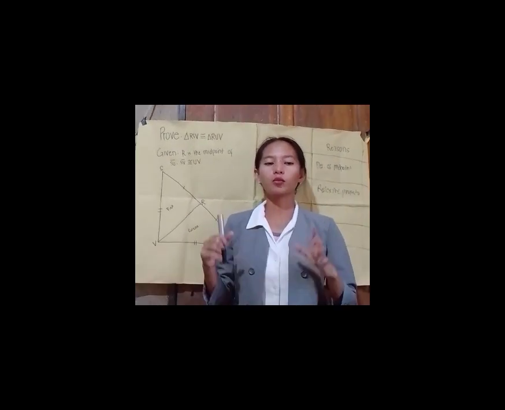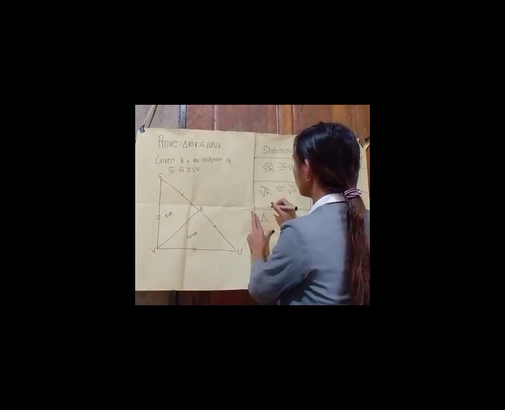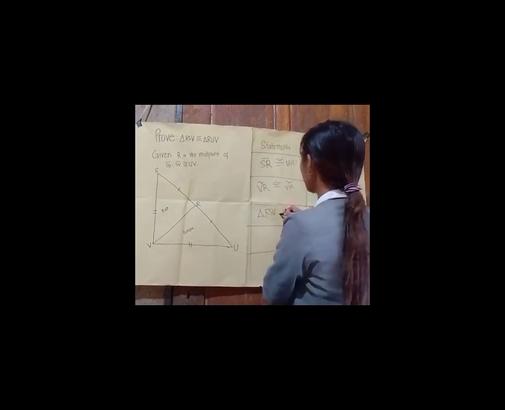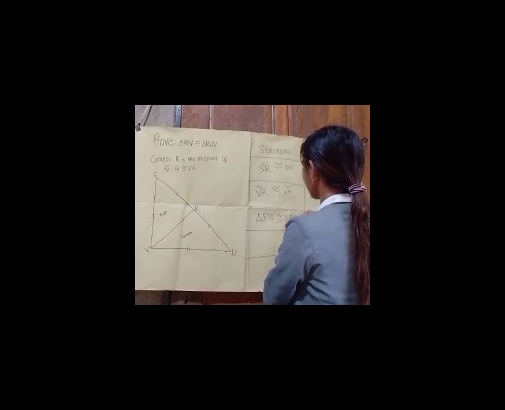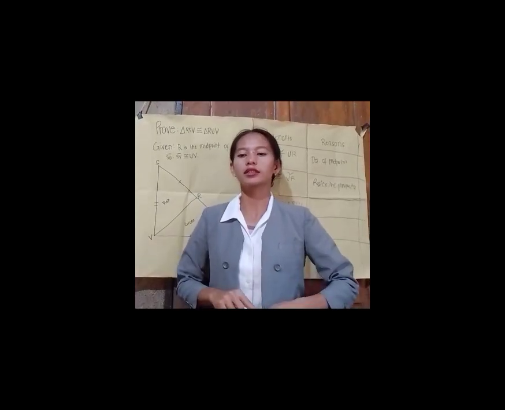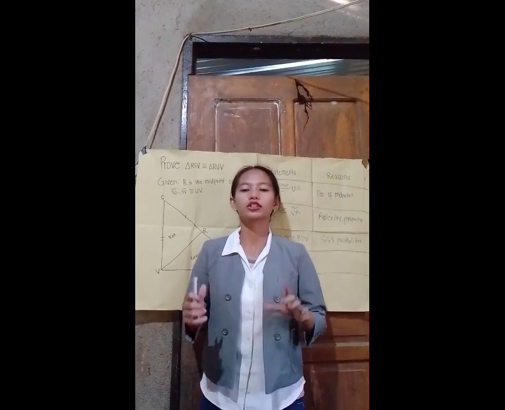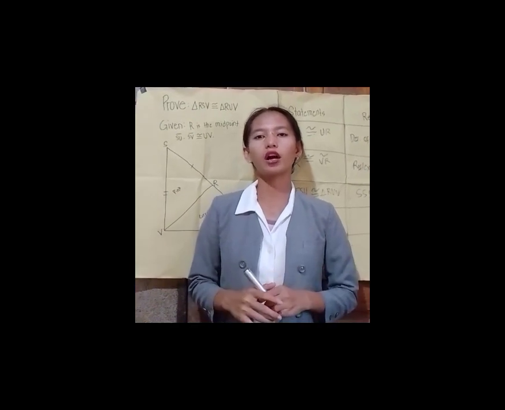And now we can prove that triangle RSV is congruent to triangle RUV by using the side postulates. Each triangle shares congruent sides. And now we are done with our proving.